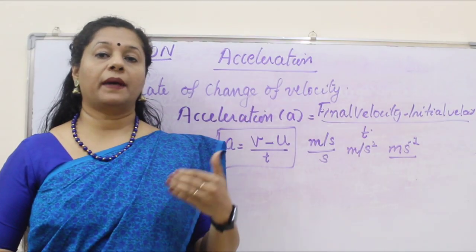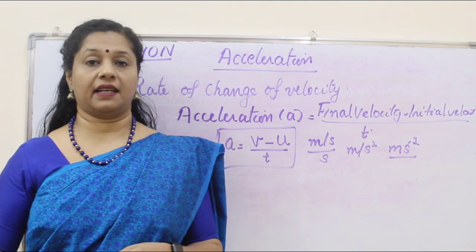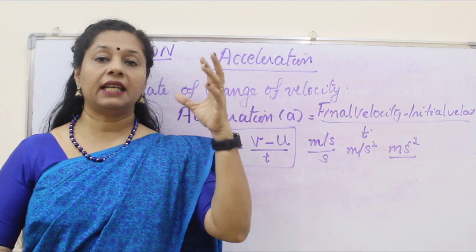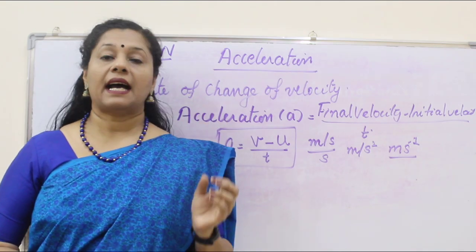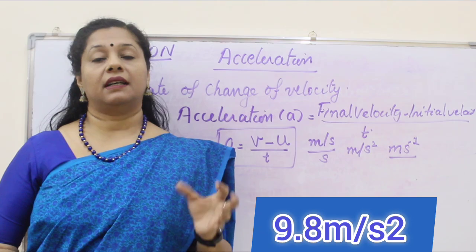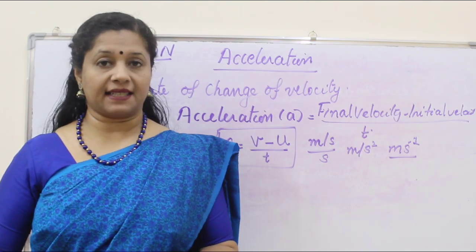We know that when the velocity is increasing, that is called a positive acceleration. For example, a freely falling body under gravitation keeps increasing in velocity. Actually that is a constant. 9.8 meter per second square will be the acceleration due to gravity. So that is also a positive acceleration.